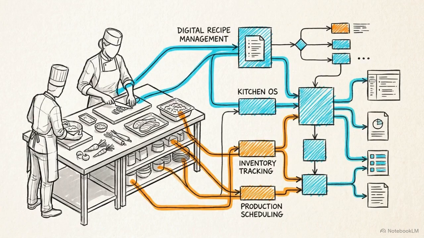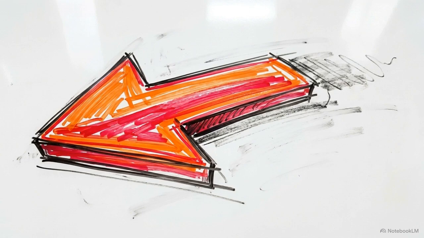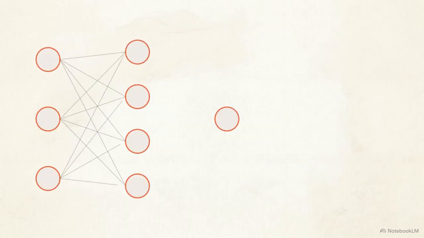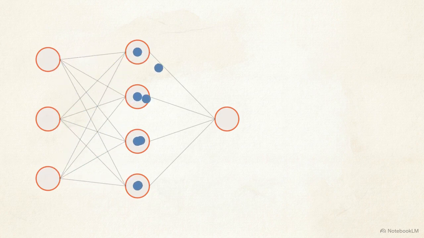In the world of artificial intelligence, this process of tracing mistakes backwards to fix them is how machines actually learn. It is a process known as backpropagation. An AI making a prediction works a lot like that kitchen assembly line. Raw data moves forward through a series of connected checkpoints, called nodes, until it produces a final guess.